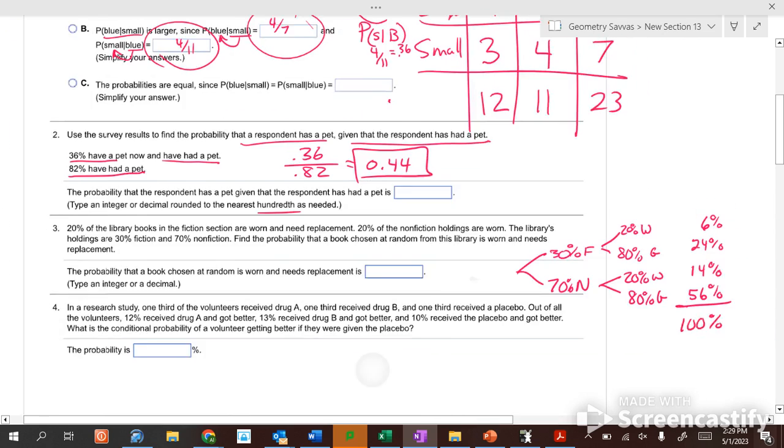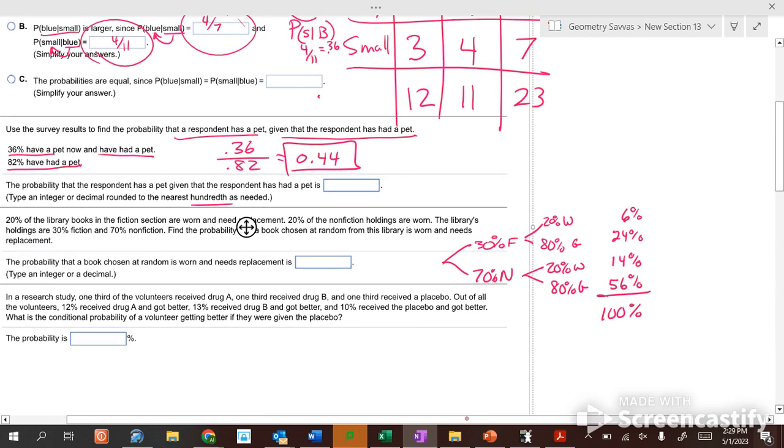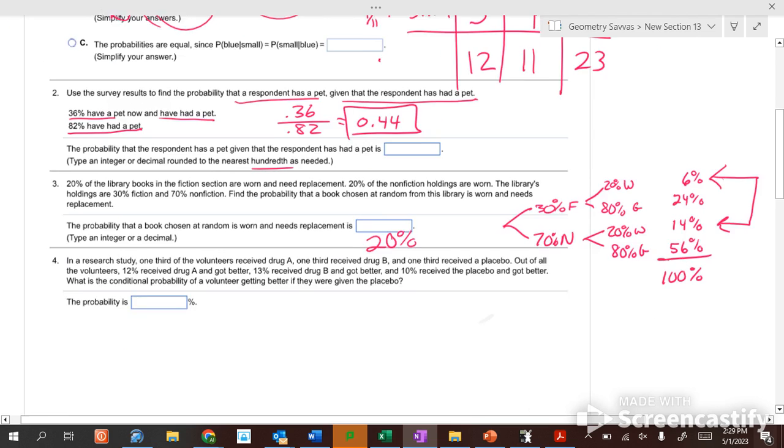Okay, what's the probability a book chosen at random is worn and needs replacement? Well, this and this are both worn and need replacement. What's 6% plus 14%? 20% of them are worn and need replacement.